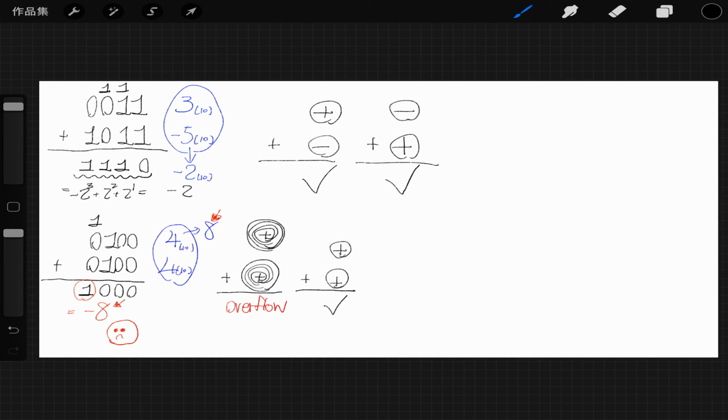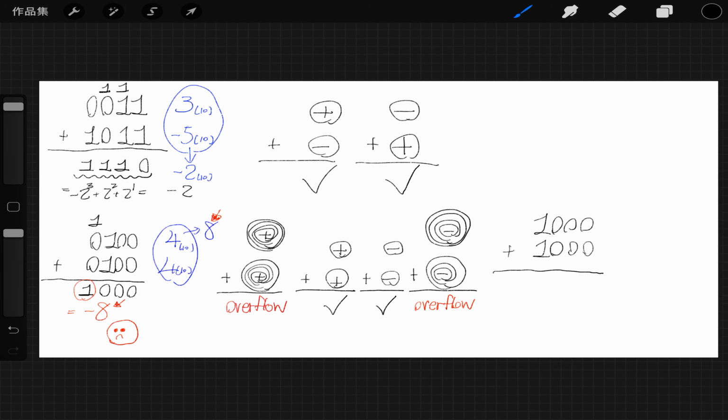Now let's move on to another case. If our two numbers are negative, but with a small absolute value, it is okay, we will not have overflow. However, again, if these two numbers both have a very big absolute value, when we add these two up, we will get an overflow. Let's use an example to explain.